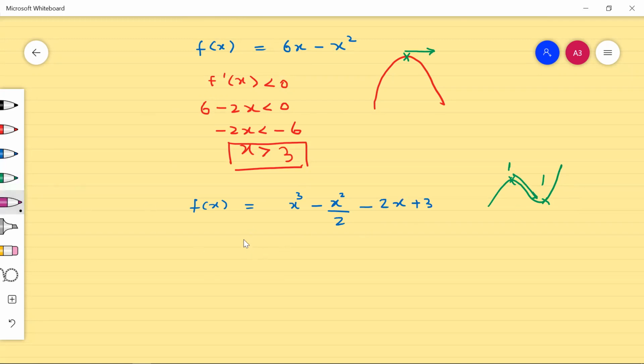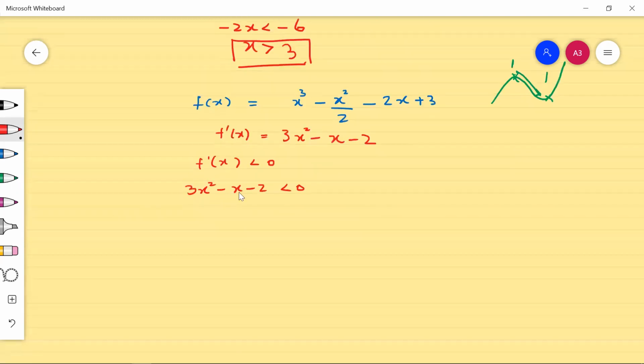Okay, so how can we find it? First find the derivative: f dash of x would be 3x square minus 2x divided by 2, which would become only x, and minus 2. Then we have to find where the function is decreasing. It means f dash of x is less than 0. So 3x square minus x minus 2 is less than 0.